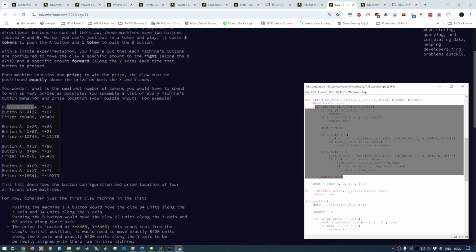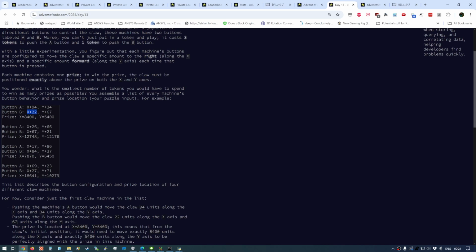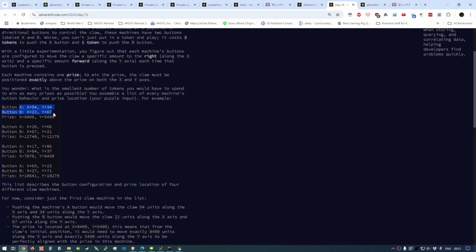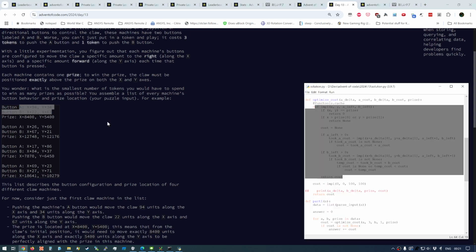There are some other ways you can do this that are probably pretty easy to implement, where you do some analysis. You see, what potential values of A could you choose such that B is still valid? Like, if we take 0 A presses, then we know that B must be 8,400 over 22. But this is not a whole number, so this is not going to work. So you can see which integral solutions there are to this, and then check each one.